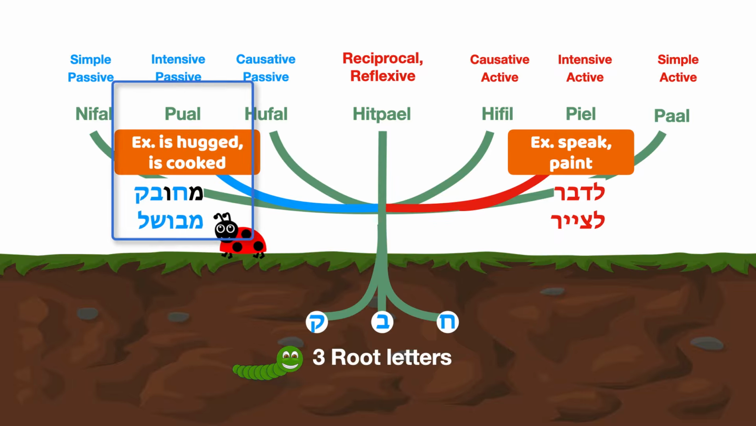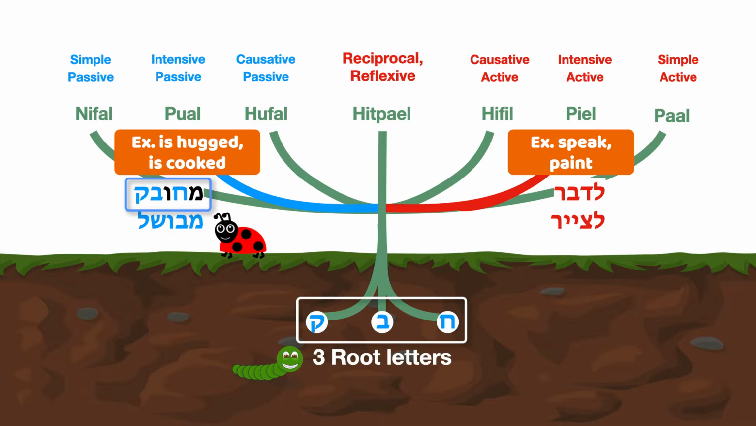Now let's look at Pual verbs. Pual is the passive counterpart of PL verbs. Pual verbs often describe past participle states or actions done on someone or something. The rule for Pual verbs in the present or participle tense is to add a mem before and a vav in the middle of the root. In our first Pual example, the root letters are ח' ב ק'. Now, by applying the rule of adding a mem before the root and inserting a vav in the middle, we form the verb מחובק. That means is hugged.